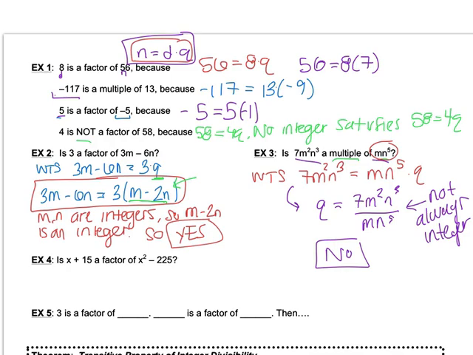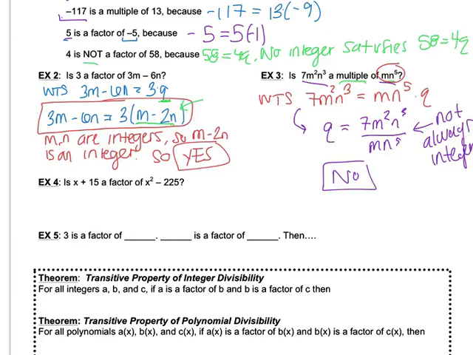And then lastly, example 4 here: is x plus 15 a factor of x squared minus 225? So this is our d. We're applying this same concept, n equals d times q, to polynomials now. So this is our n of x. We want to show that n of x, which is x squared minus 225, equals d, x plus 15, times some other polynomial. Is there another polynomial that we can multiply times x plus 15 to equal x squared minus 225? Well, x squared minus 225 happens to be a difference of squares, which means yes, it is a multiple of x plus 15, because if we multiply x plus 15 by x minus 15, we get x squared minus 225. So the answer to that question is yes, it is.